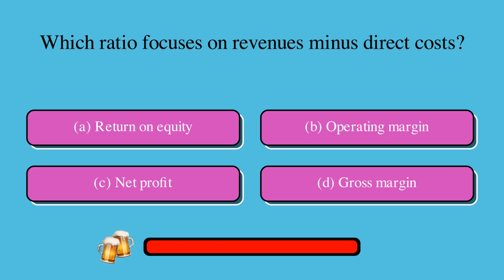Which ratio focuses on revenues minus direct costs? Is it A, return on equity, B, operating margin, C, net profit, or D, gross margin? The correct answer is D, gross margin.